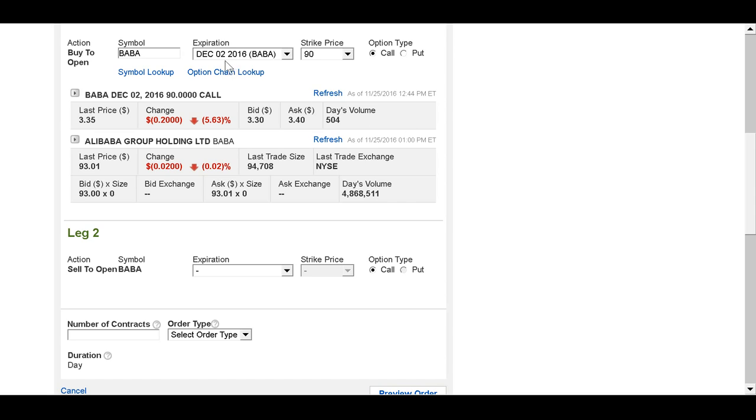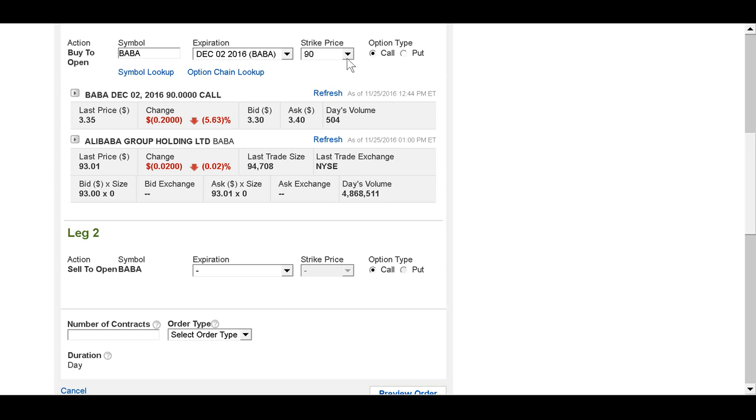Now be aware that when expiration hits, all of the extrinsic value or time value evaporates. It's gone. Because think about it, upon expiration, there's no time value left because there's no time left. There's no potential or possibility or hope that Alibaba stock will go up anymore past the expiration date, because expiration is here. So that 35 cents worth of time value will dwindle over time until expiration hits.